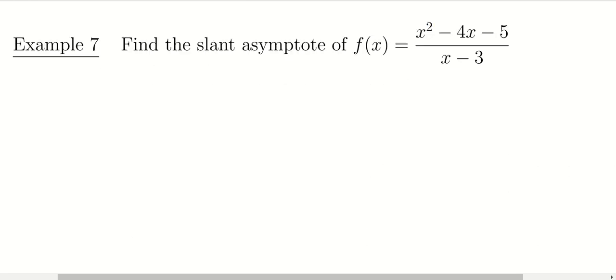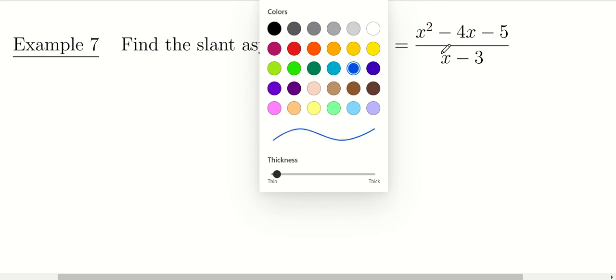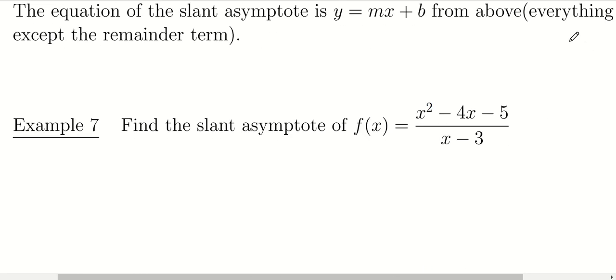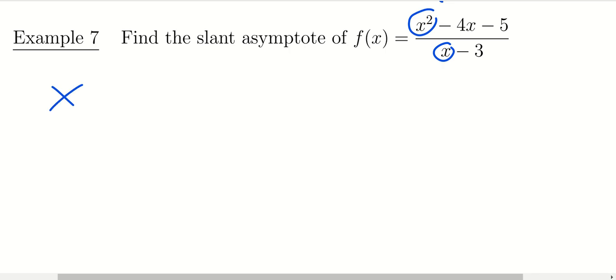Let's take a look at example 7. They ask us to find the slant asymptote for this function. Notice that it is going to have one because if you look at the numerator, it has the power of x squared. Highest power of the denominator is x to the first. And we're exactly in the case where the power of the numerator is exactly 1 larger than the power of the denominator. So we're going to do polynomial division.